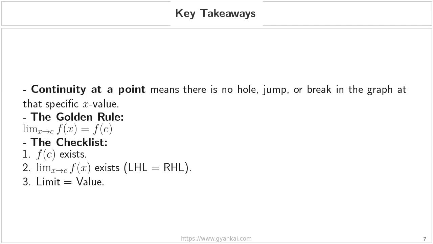In other words, the function must be defined at that point. Second, confirm that the limit of the function of x as x approaches c exists, which requires the left-hand limit to be equal to the right-hand limit. And finally, the value you get from that limit must be exactly the same as the function value. If all three of these conditions are met, you can confidently state that the function is continuous at that point.